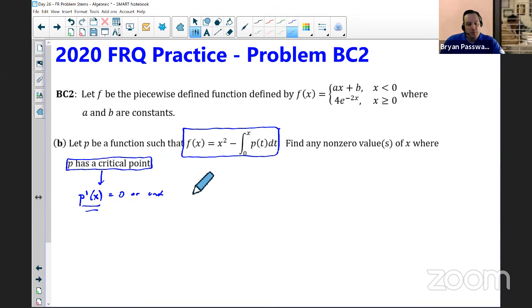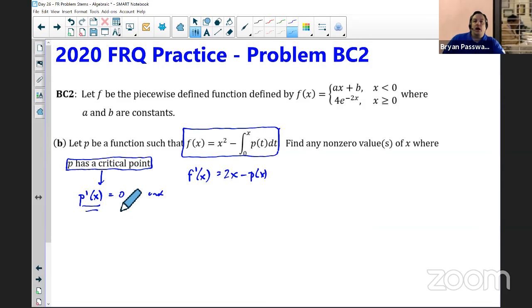If we differentiate both sides, we get f prime of x over here, and then x squared becomes 2x. And then I'm differentiating this integral, that fundamental theorem of calculus, which is going to be pretty important. And we're going to get just P of x. Hopefully we're getting more and more comfortable with that fundamental theorem. Well, I don't have P prime yet. Remember, writing this down reminds me, I need to get P prime.